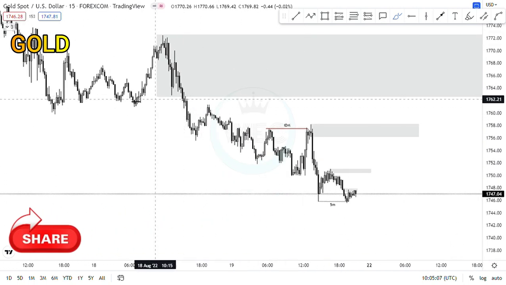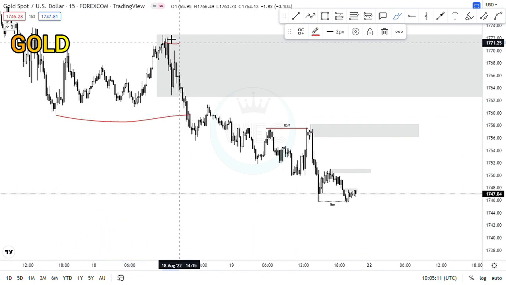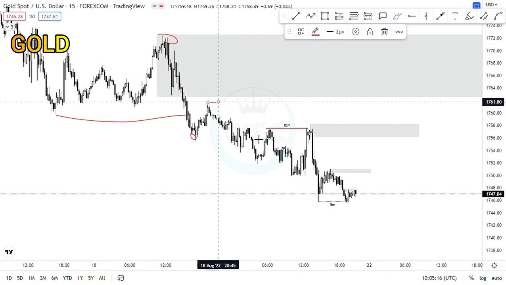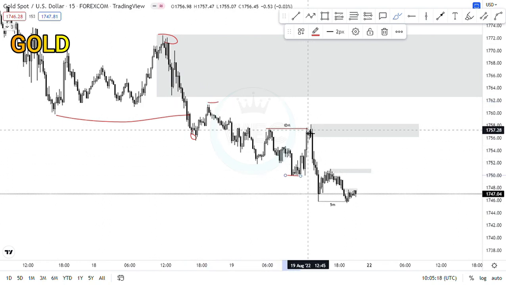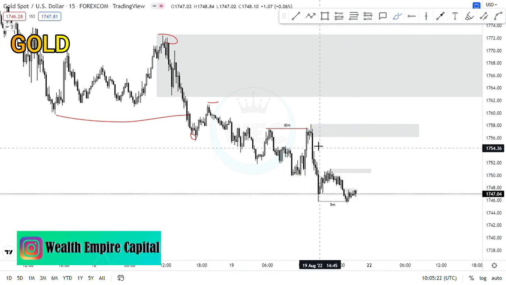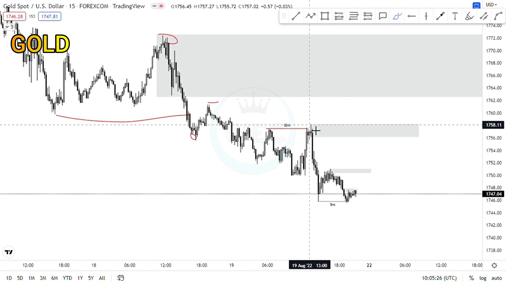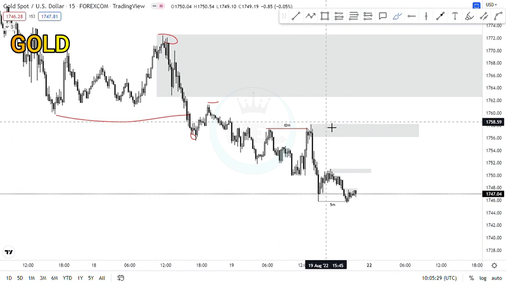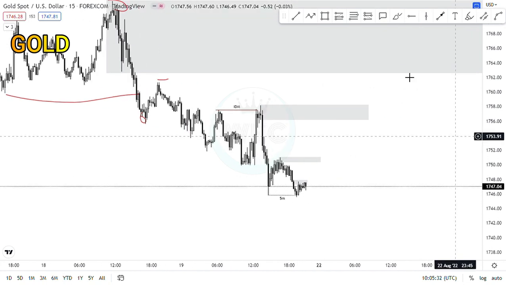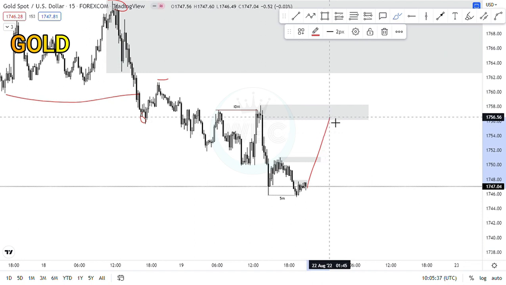So here on M15, we can see that we had this beautiful break of structure to the downside. M15 was making lower highs, lower lows, lower high, lower low, and this was the last lower high that created this low that we are looking at, and we can see that it has grabbed liquidity to our left, so it makes it a high probability point of interest to watch.